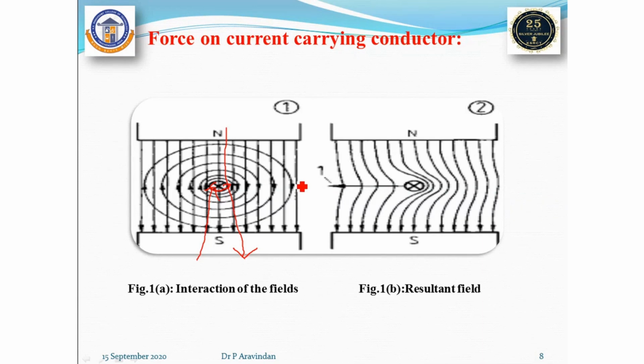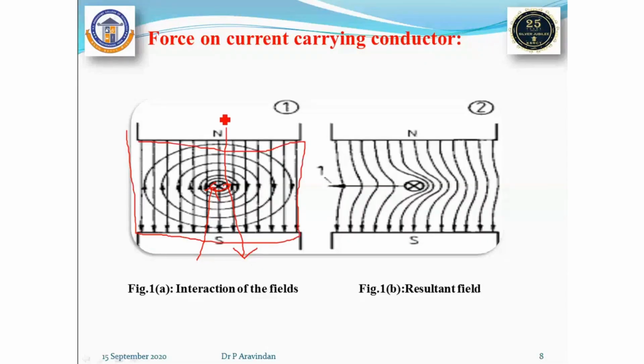There will be two magnetic fields existing inside your field. In this area, these two magnetic flux lines will be there. One is due to the permanent magnet, the main field flux lines. Another one is the flux lines developed by the current carrying conductor. Now these two flux lines will interact together. So what will happen?